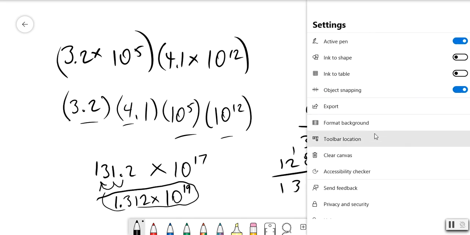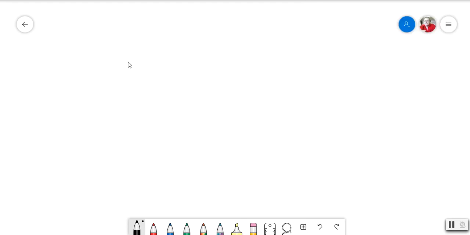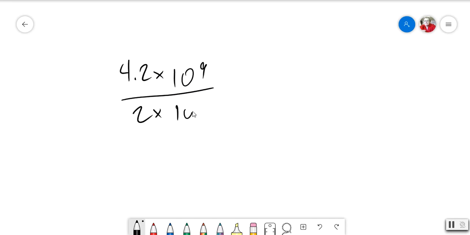Division. So say you had 4.2 times 10 to the 9th over 2 times 10 to the 6th. All right. If I had, say, for example, suppose I had 8 times 4 over 4 times 2. 8 times 4 is 32, 4 times 2 is 8, and 32 divided by 8 is 4.